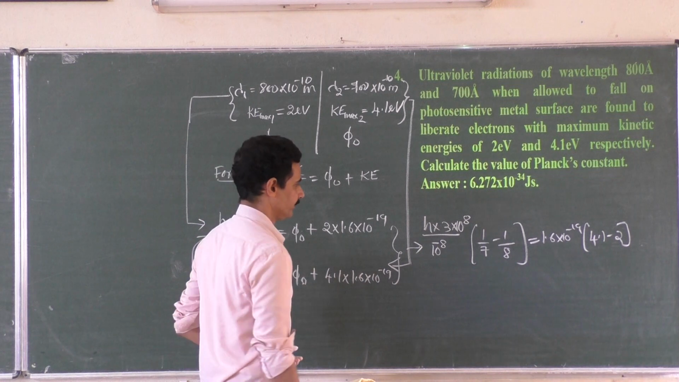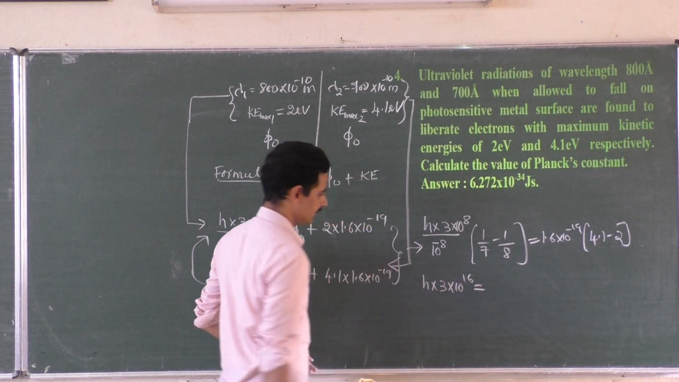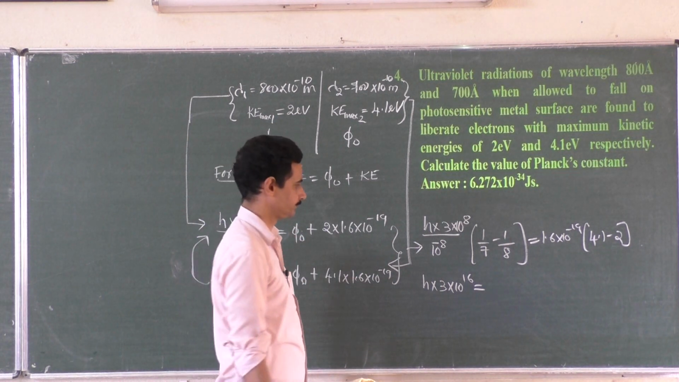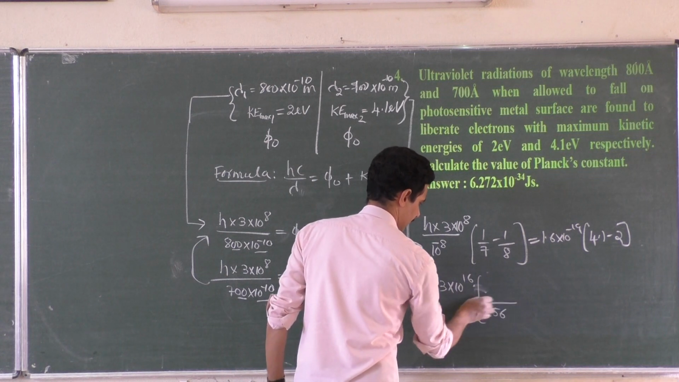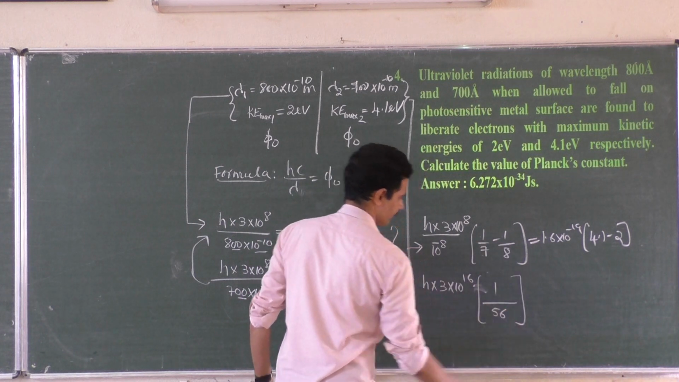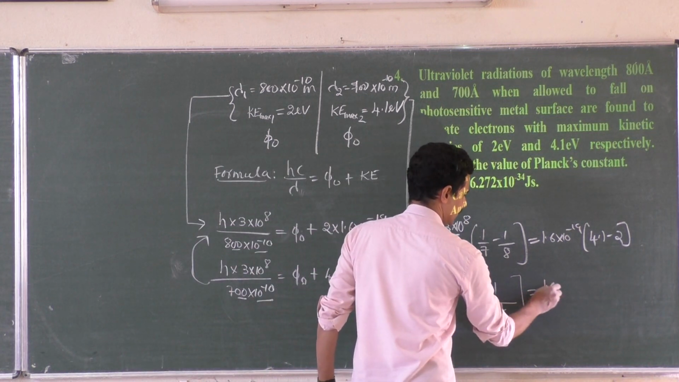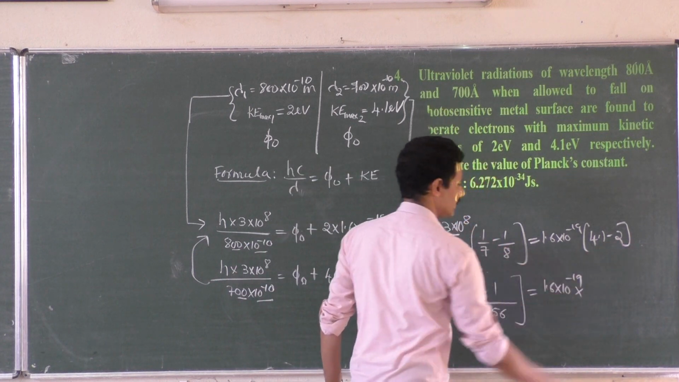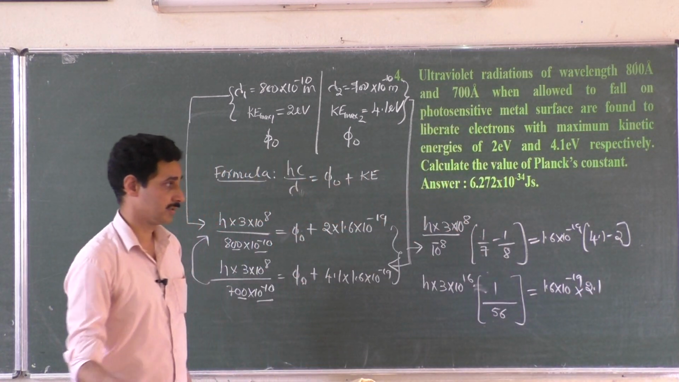Yeah, we will write one more step. h into 3 into 10 to the power 16, isn't it? h into 3, 10 to the power minus 8 goes to the numerator, 10 to the power 16 is equal to, 56 common, 7 8s are 8, 8 7s are 7, 8 minus 7 is 1, equal to 1.6 into 10 to the power minus 19, and into 4.1 minus 2, 2.1.